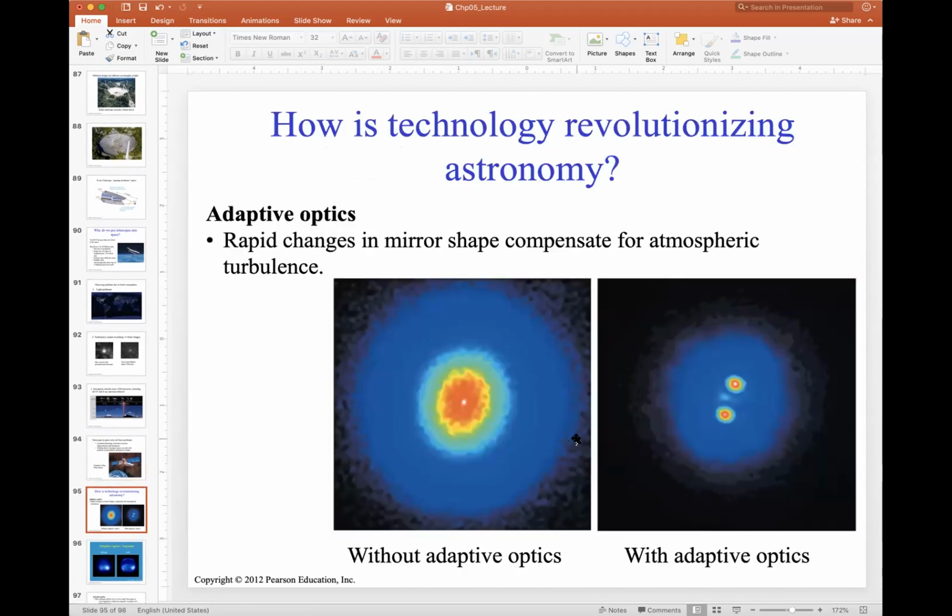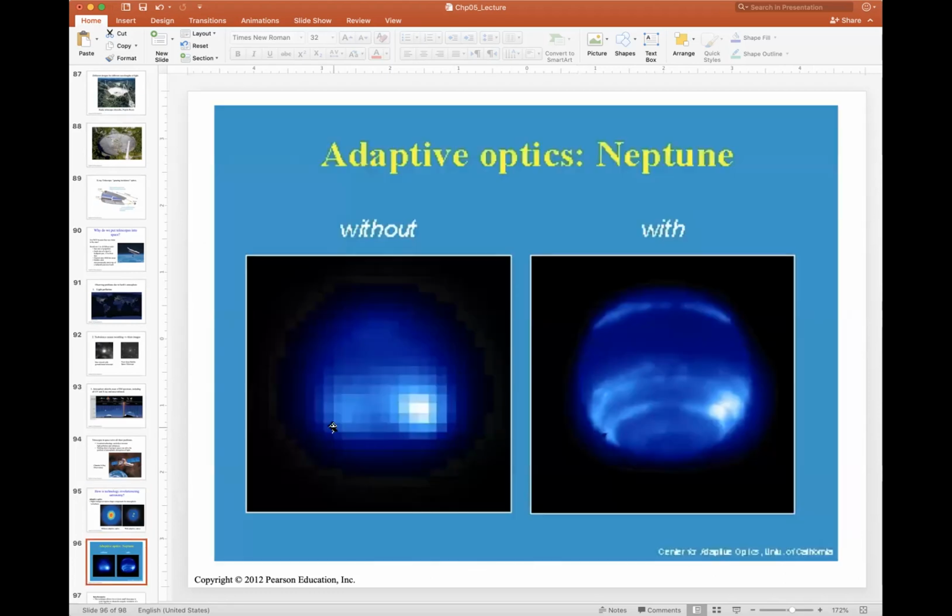However, we can make some adjustments to our instruments, what we call adaptive optics. Rapid changes in the mirror shapes can really help us. This is without adaptive optics, and this is with adaptive optics. This is another example, an observation of Neptune, with and without. You can see how turbulence in the atmosphere affects our data.